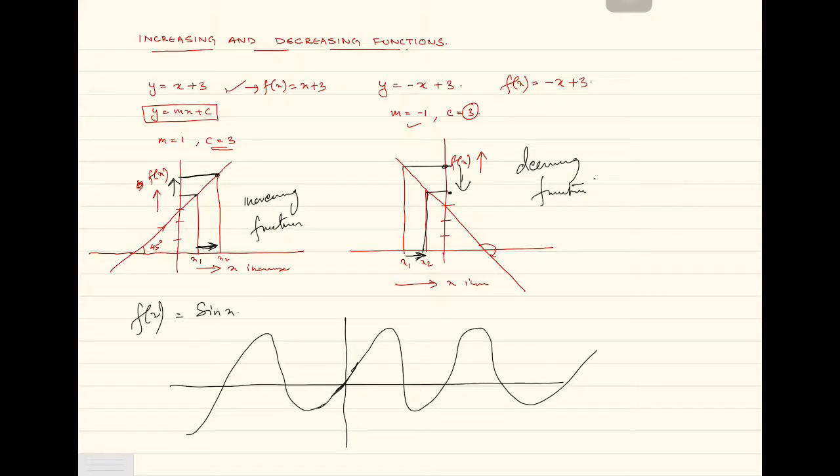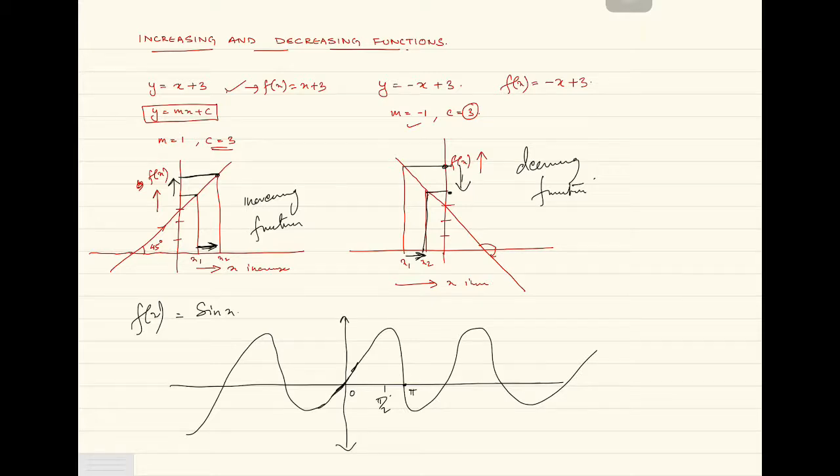Isn't it, everyone? So it's not that perfect, but try to make sense out of it. So the graph is something like this. Now what happens is, this is 0, this is pi by 2, and this is pi.